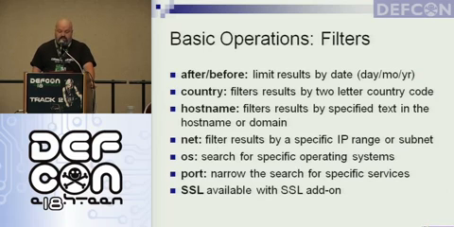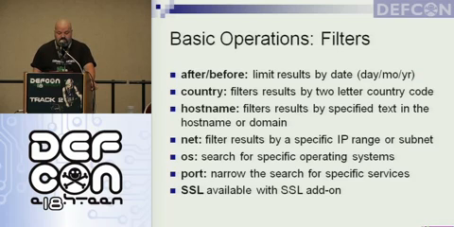The country filter filters by two-letter country code. So if you know the two-letter country code of whatever country the IP address is registered to, for example, country : US will limit it to US registered IP addresses. Hostname filters by text in the hostname or domain. So if we want to limit our results to the .edu domain, or to google.com, or whatever words you want to use in a domain or a host name, you can limit your results to that.